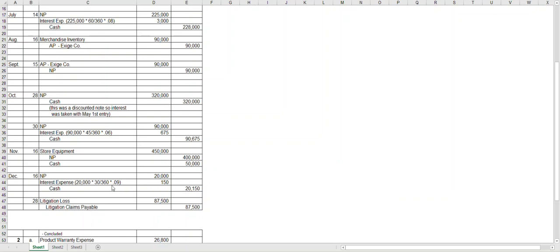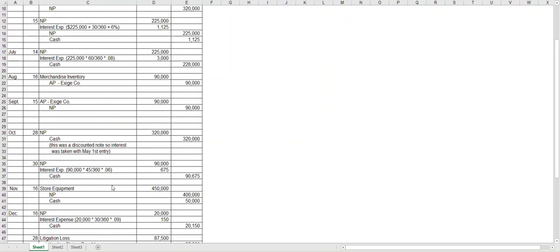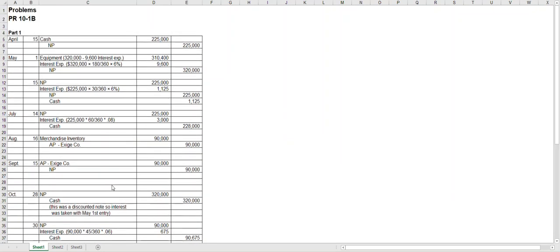Okay. Now let's go back and talk about a non-interest bearing, or also called discounted note. That means they take the interest off the top. So the interest expense is recorded at the time the note is taken out. So you'll know if it's a discounted note because it will use the words in the problem discounted at a rate of 6%, something to that effect.